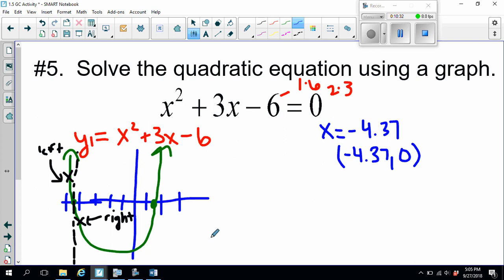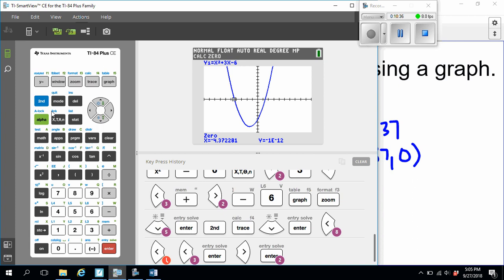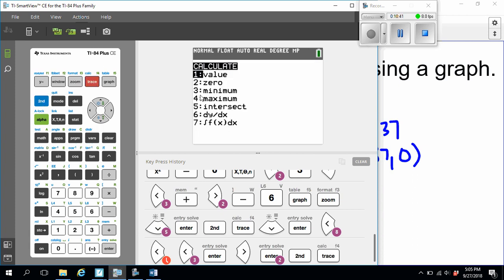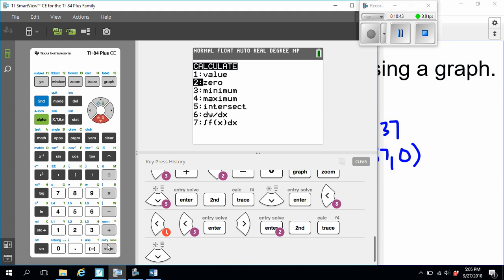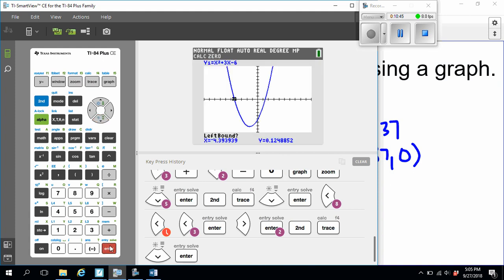To do that, I'm going to go back to the graphing calculator. And once again, I'm going to press the second, the blue key, and then trace. And I'm going to go down to number 2 for zero, and press enter. Now what we want to do is find the left bound of our second x-intercept. So it's all the way over here.